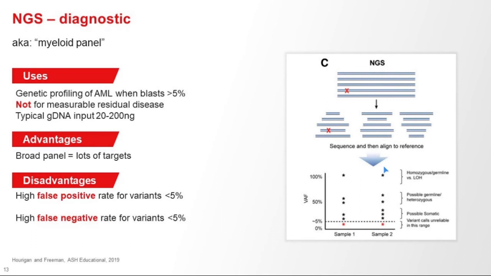We can start thinking about next-generation sequencing in a couple of ways. First, where it's being used in most of our diseases is as a diagnostic panel. Now, the issue with that is that typical next-generation sequencing has a tough time calling much less than 5% because of inherent false positive and false negative issues. So the typical sequencing panels that you might use for diagnostics are okay at diagnosis, but not really good for following up residual disease status.